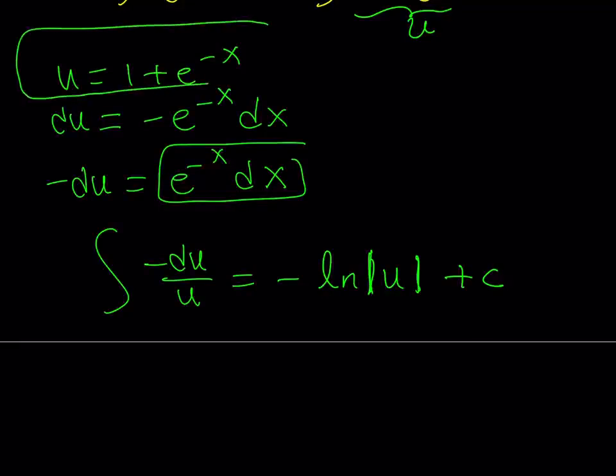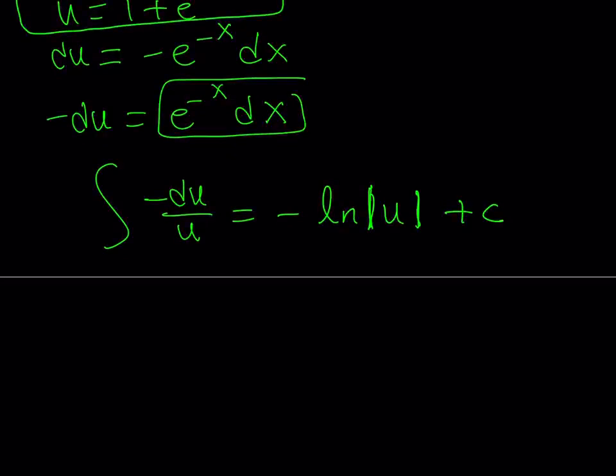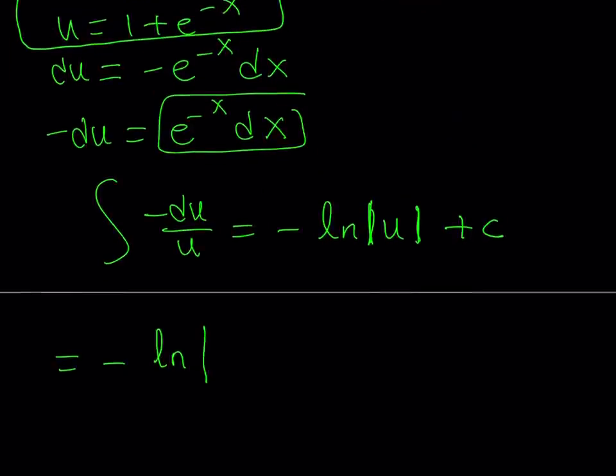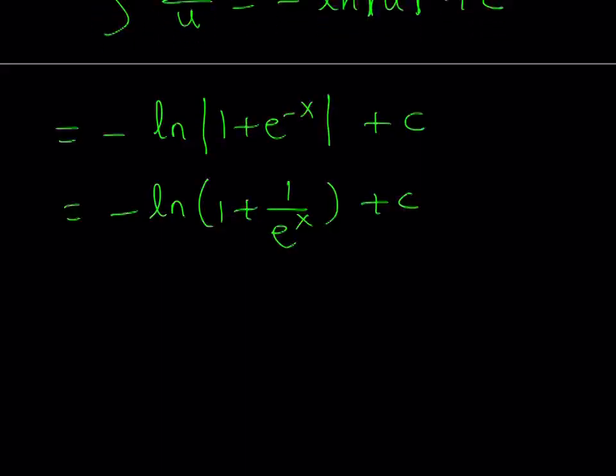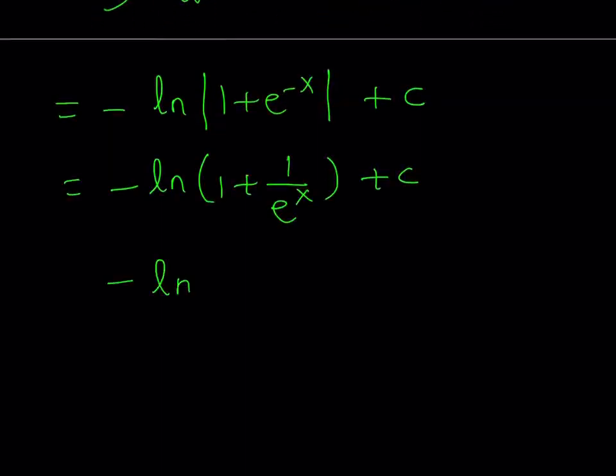Okay, now let's go ahead and back substitute the u value. Remember, u was 1 plus e to the power negative x, so our integral is going to give us negative ln the absolute value of 1 plus e to the power negative x. 1 plus e to the power negative x cannot be negative, so you don't really need the absolute value. Let's get rid of that and write the e to the power negative x as 1 over e to the power x. And let's go ahead and simplify this expression. Let's see what that looks like. We can make a common denominator, and that's going to be e to the power x plus 1 over e to the power x, and then we have a plus c.